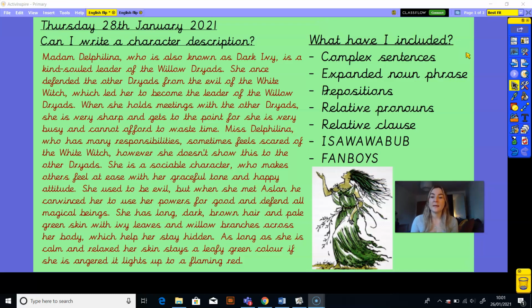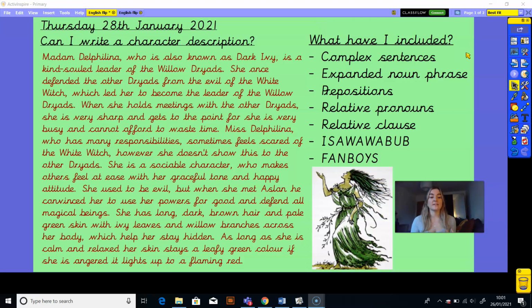We're going to create some complex sentences using our I saw wub wub wub tool, so we can pick out those words to make our sentences more complex. And then we're also going to have a look at creating some compound sentences with fanboys.